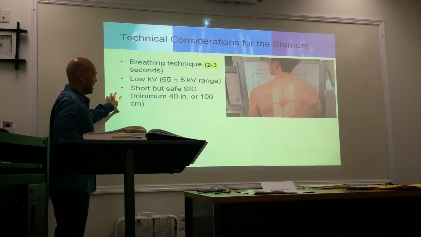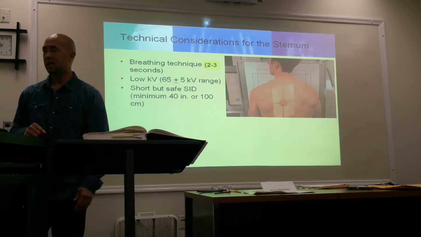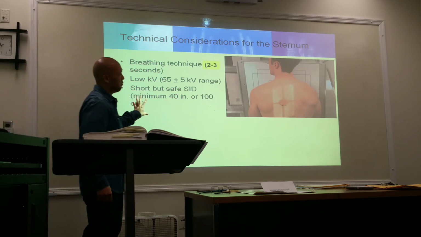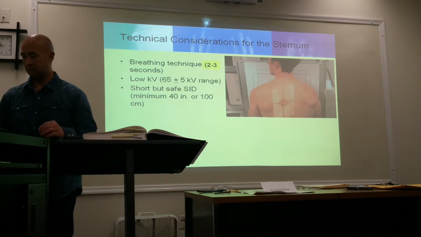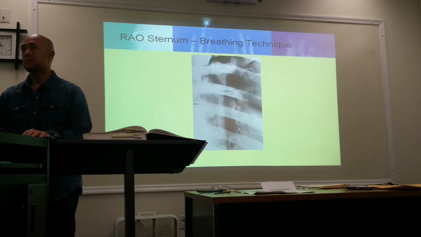SID is approximately 40 inches. It's a normal distance. The sternum is already up against the board, so there's no need for us to increase our SID. 40 is appropriate. And it looks something like that with the breathing technique. When you see this, you can see that the sternum is sharply in focus, whereas the rib and some of the lung markings are blurry, indicating motion. So we do want a breathing technique.